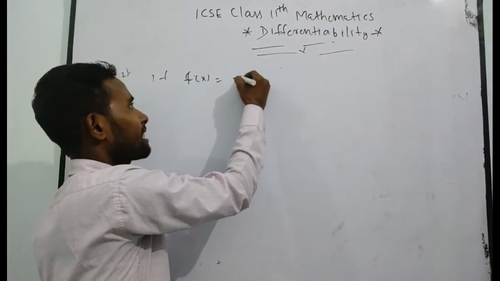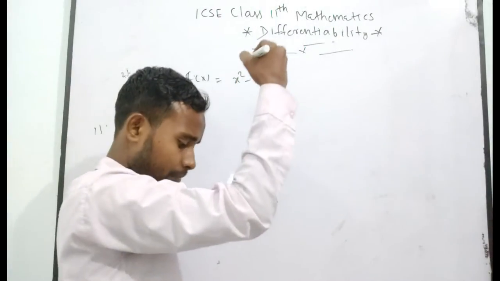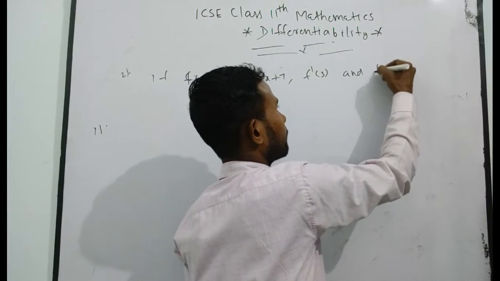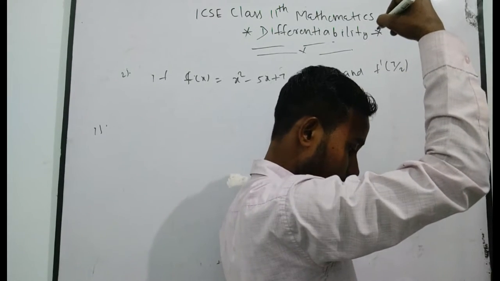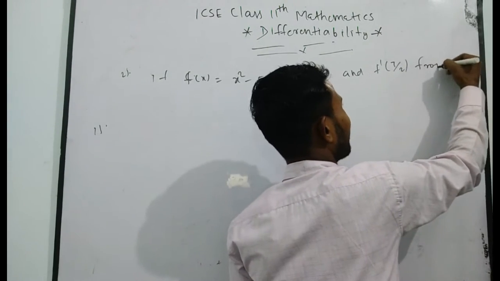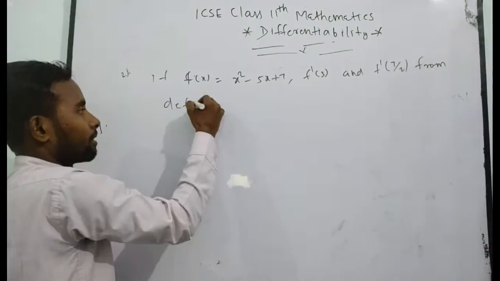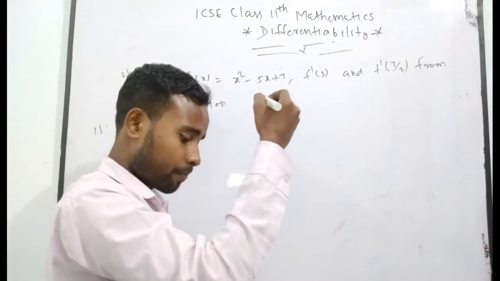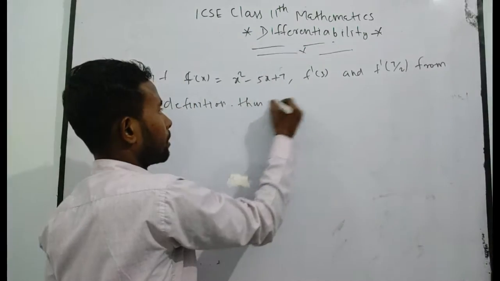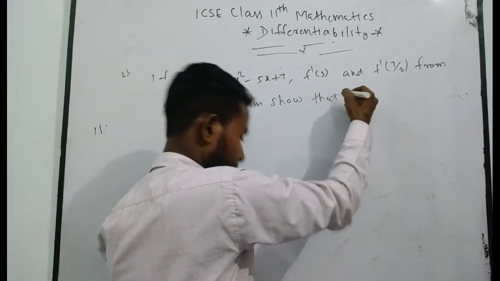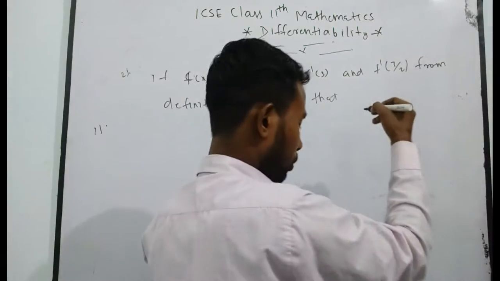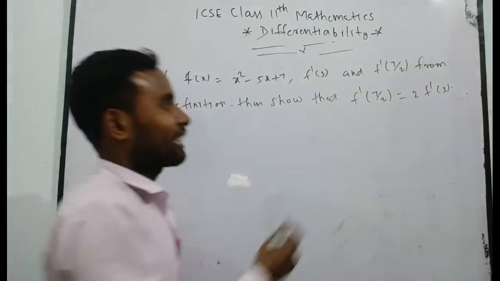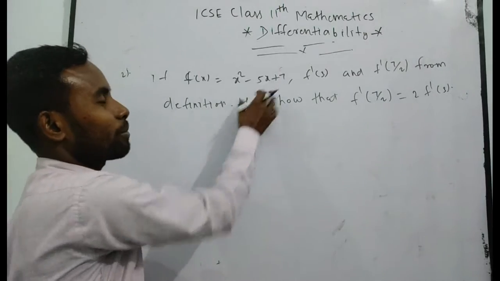find f dash 3 and f dash 7 by 2. From definition means what? From definition means the first principle or ab-initio. From the definition, so that f dash 7 by 2 is equal to 2 into f dash 3. While you are studying in class 12th, you will solve this problem in only 1 second.